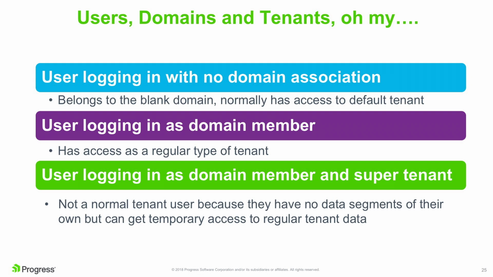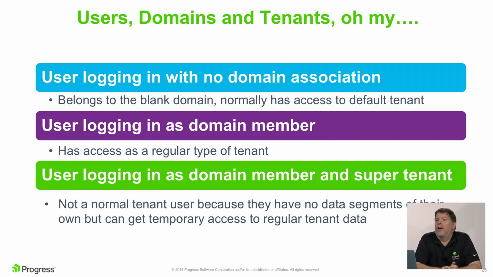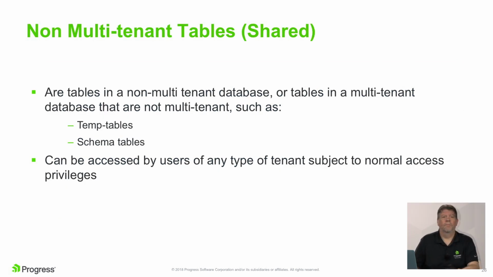So if the user logs in as a member of a domain, say Michigan or Massachusetts, that's not blank and it's not a supertenant, they have access to just their data that they have rights to see and anything that's in the default. But if a user logs in as a supertenant, they really don't have a tenant of their own, but they have overriding access, so they can get temporary access to any regular tenant's data. This would be roll-up information typically, business intelligence at a corporate level, those type of areas.